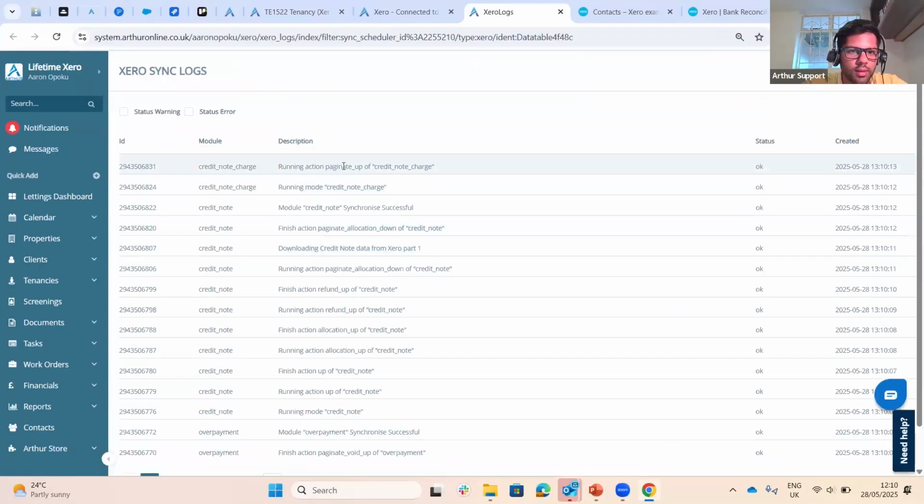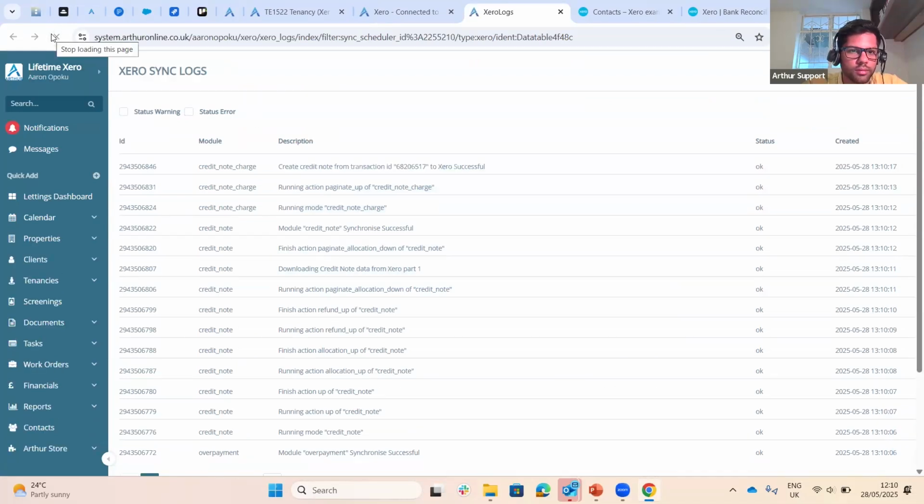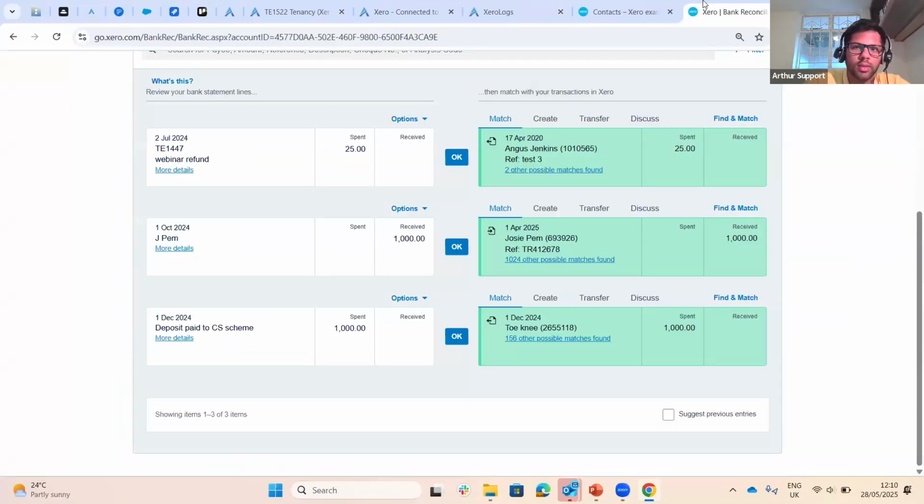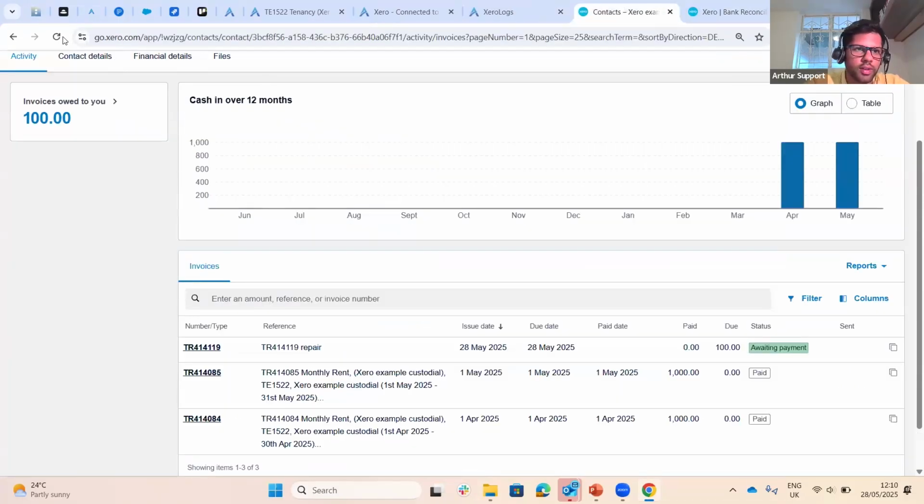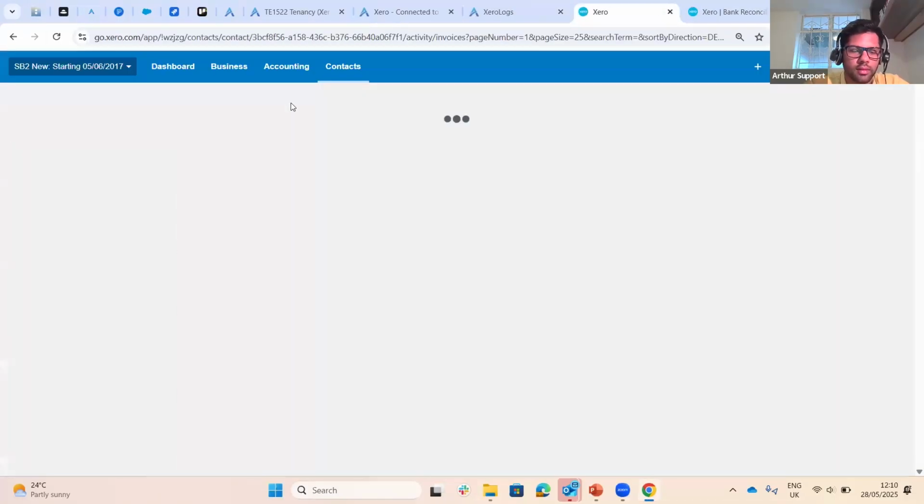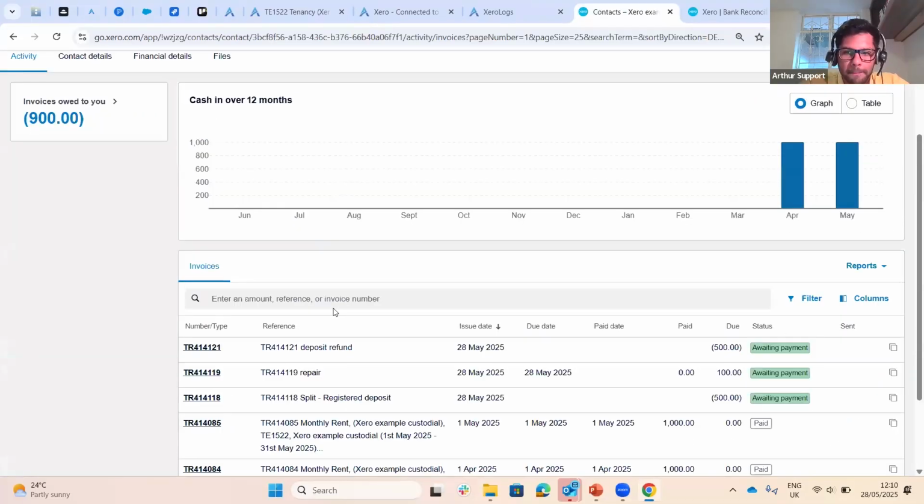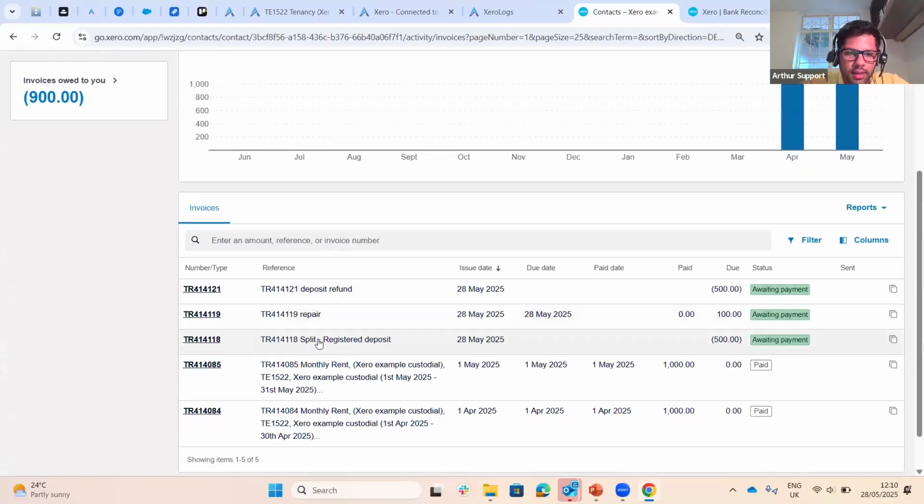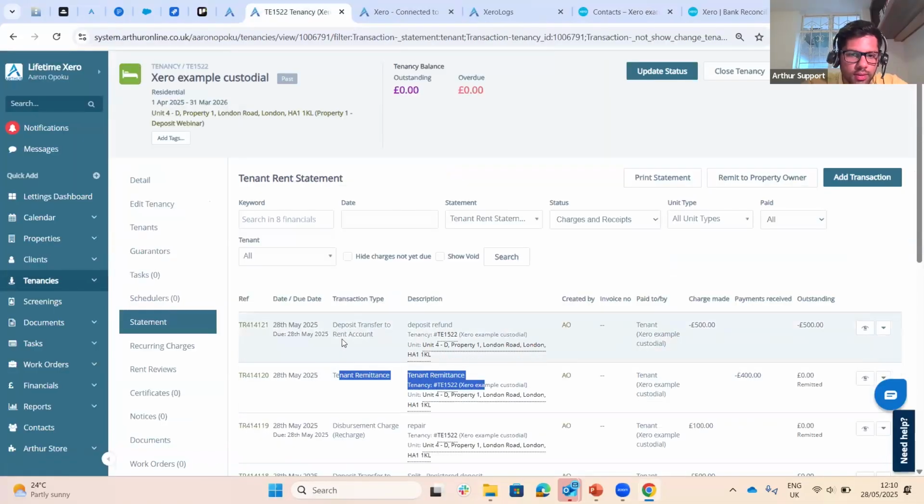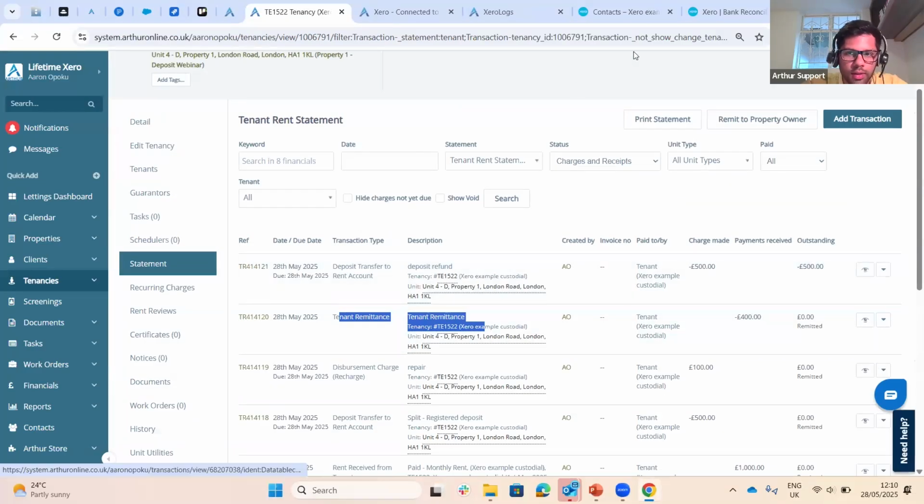It's just going to sync over now. Okay, that's gone over. So if we refresh this, here we go. You can see that's the deposit transfer we created. Which one is it? It's 121.